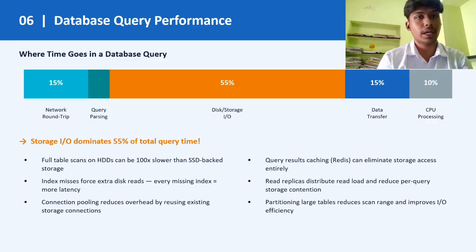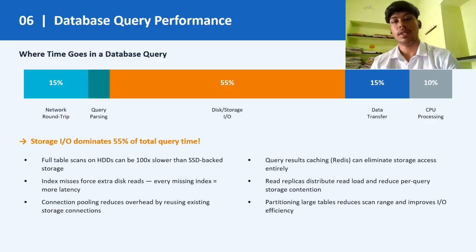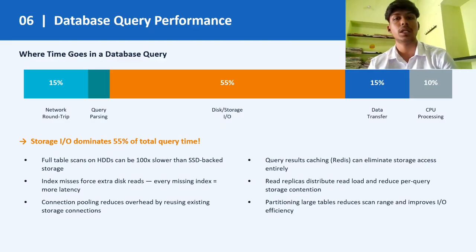More than half of the time has gone to the storage. This is why when a database is slow, the fix is almost always storage related, not code related. Some practical examples of this: if you are still using old spinning hard drives instead of SSDs, your full table scans can be 100 times slower. Every missing database index means the system has to scan every single row to find the answer.